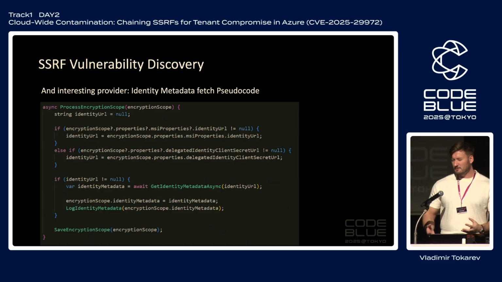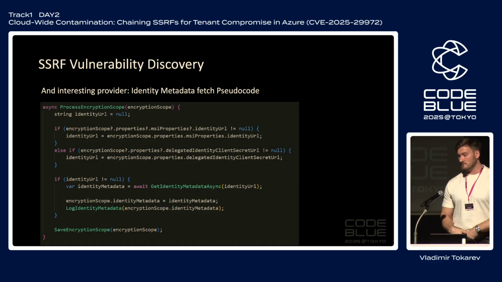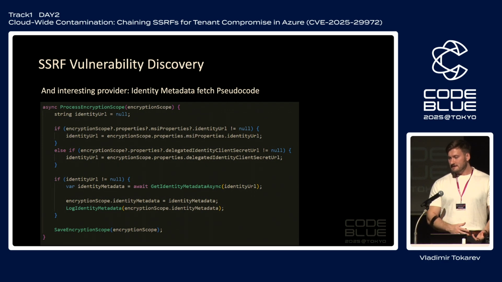Basically, what we can see here is that we get the encryption scope. We'll try to extract the identity URL or the delegated identity client secret URL. And after that, if it's not null, we'll try to use the get identity metadata async to retrieve information from this URL. If it actually worked, we'll log it and save the encryption scope.